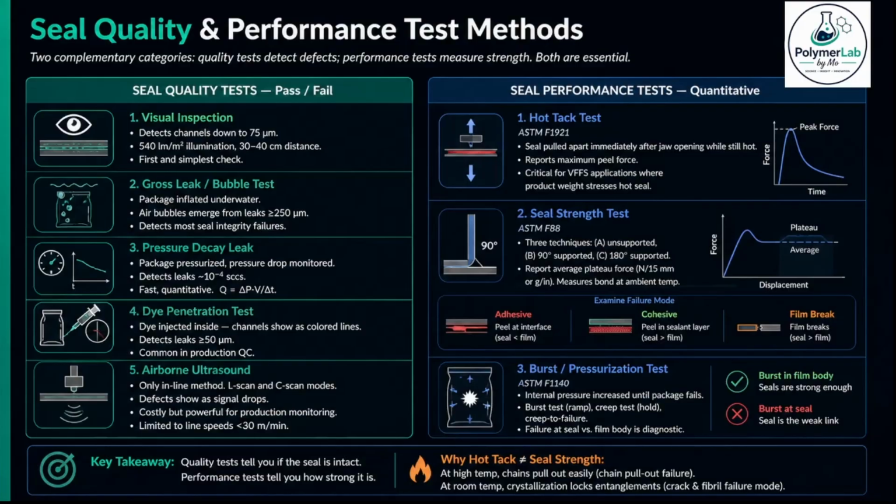And finally, the burst test. Pressurize the entire sealed package until failure. The location of failure is the diagnosis. Burst through the film body means the seal is strong enough. Burst at the seal means the seal is the weak link. This test also evaluates the structural integrity of the package as a system.